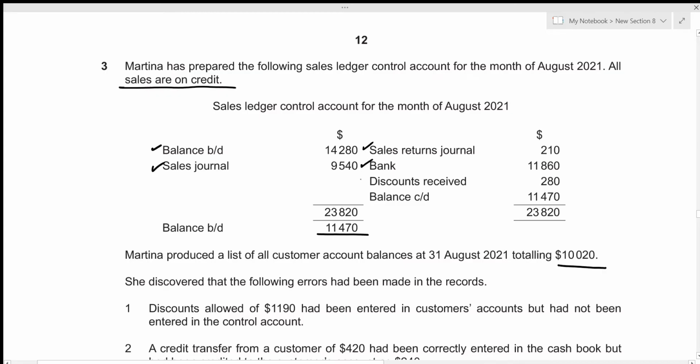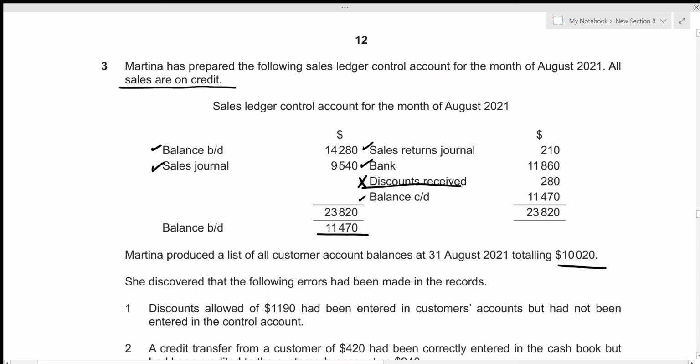But we can see that there is a discounts received. And we're talking about the sales ledger control account. So if we're talking about sales, the discount can only be allowed, because we allow discounts when customers take goods from us. So there cannot be a discounts received in the sales ledger control account. So this is an error as well, and we need to correct it. Then the balance c/d, that's the correct one. All right, this is the first error.